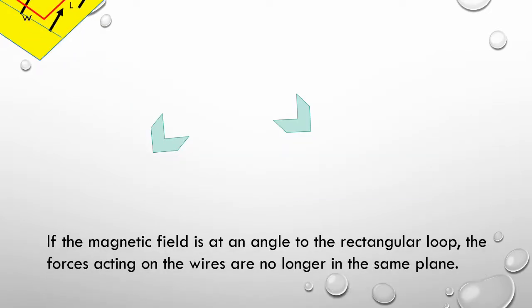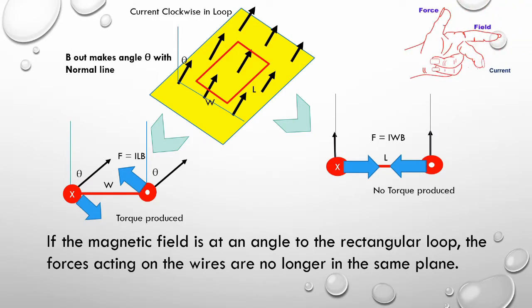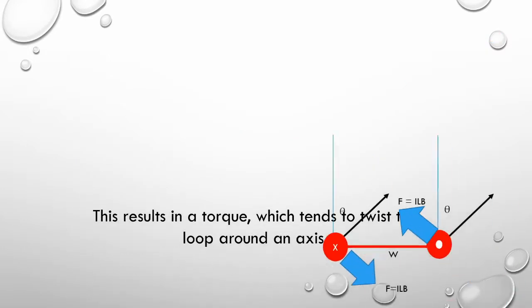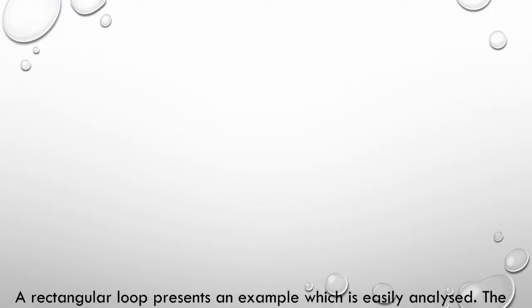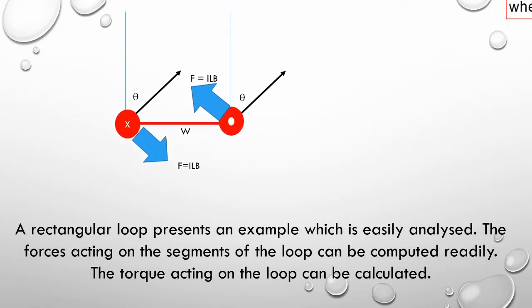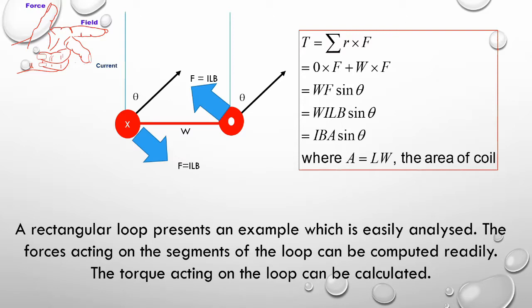If the magnetic field is at an angle to the rectangular loop, the forces acting on the wires are no longer in the same plane. This results in a torque, which tends to twist the loop around an axis. A rectangular loop presents an example which is easily analyzed. The forces acting on the segments of the loop can be computed readily. The torque acting on the loop can be calculated.